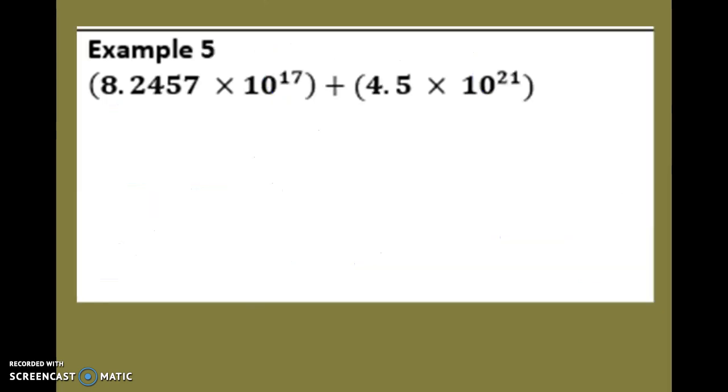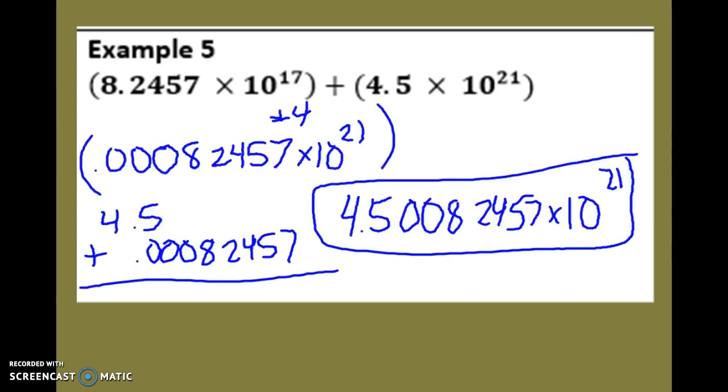Go ahead and do the same thing with example 5. Try this one on your own. Pick the larger of the two exponents, and once you are completed with it on your own, then hit play and see how you did. Alright, final answer here should be 4.5008247 times 10 to the 21st power.